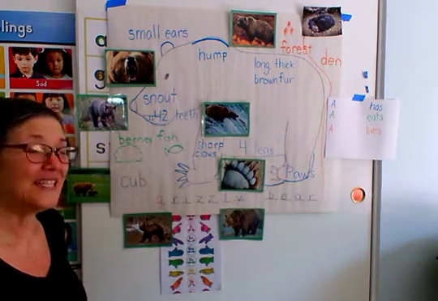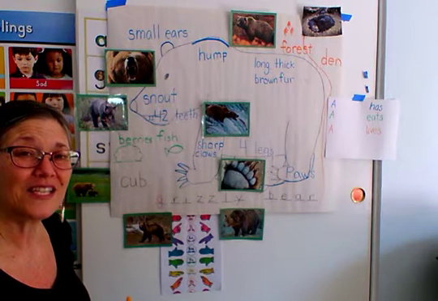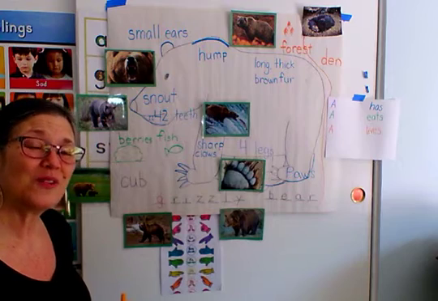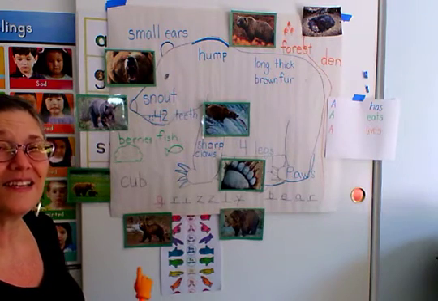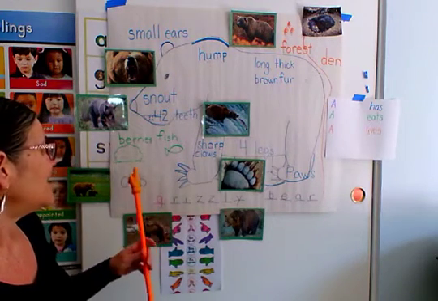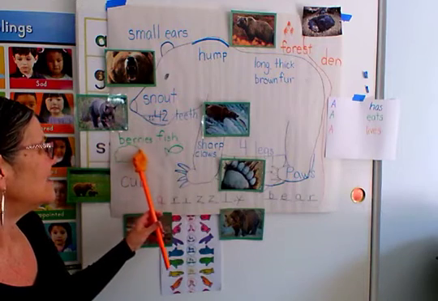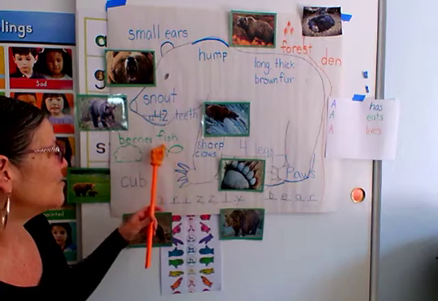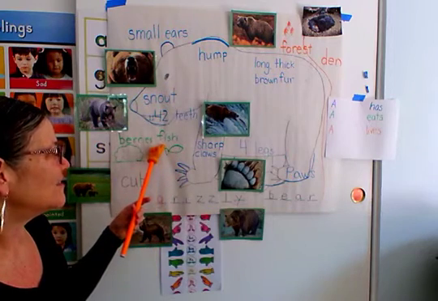All right, boys and girls, next we're going to do the sentence starter, a grizzly bear eats. And we're going to look at the words that are green and the pictures that are green. A grizzly bear eats berries. A grizzly bear eats fish.